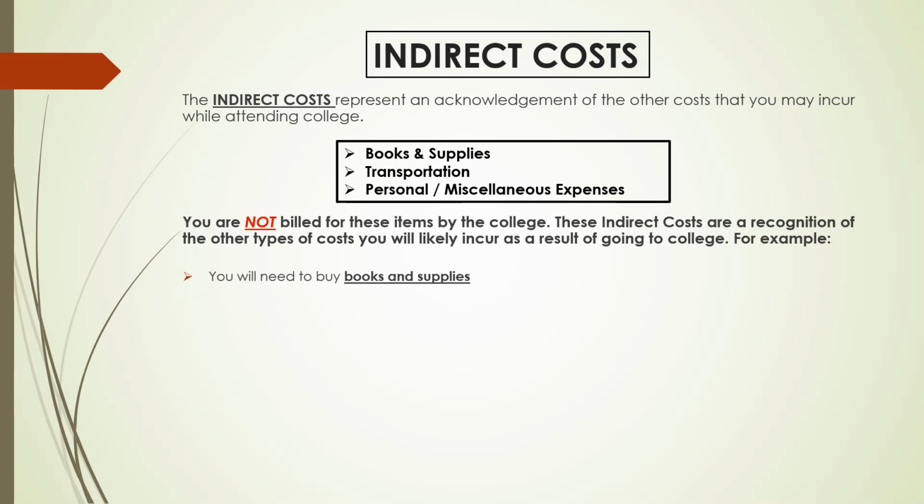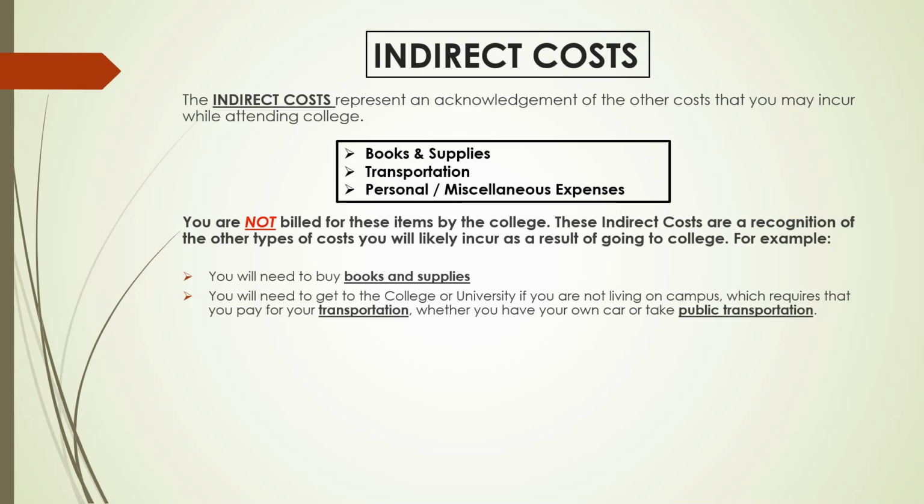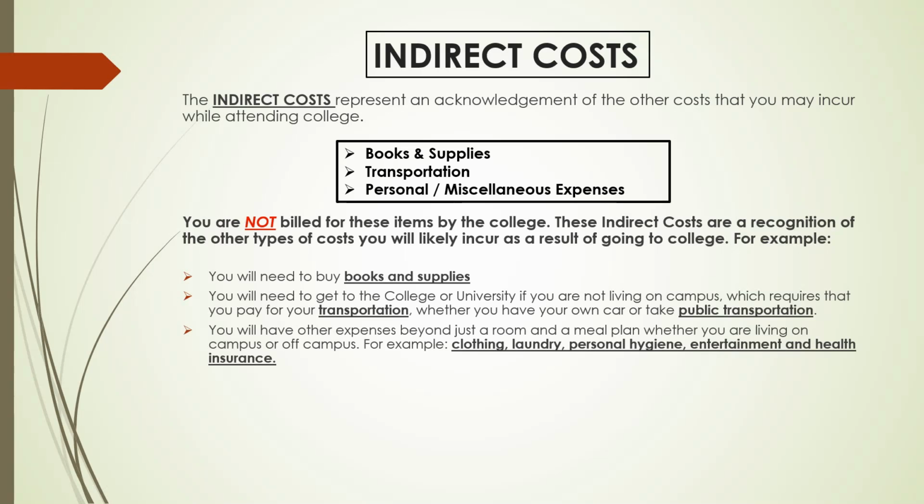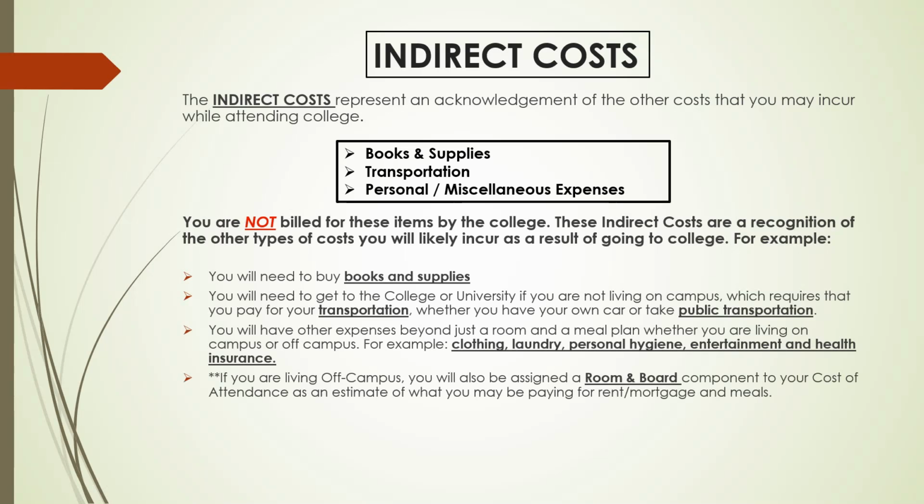So for example, you're going to need to buy books and supplies. You're going to need to get to the college or university if you're not living on campus, and that requires that you pay for your transportation, whether you have your own car or you take public transportation. You're also going to have other expenses beyond just a room and meal plan, whether you're living on campus or off campus. So for example, you're going to need to buy clothing, do your laundry, buy personal hygiene products. You may have entertainment or health insurance costs as well.